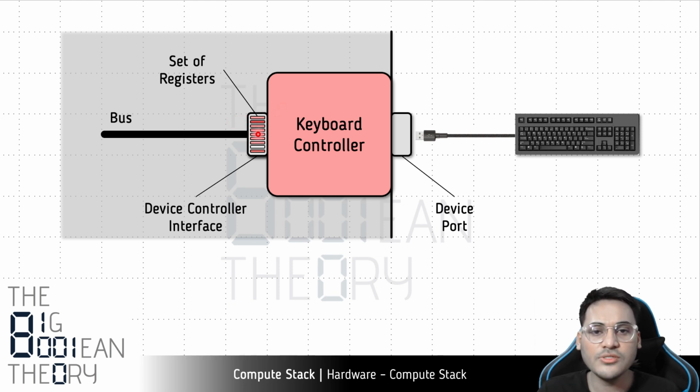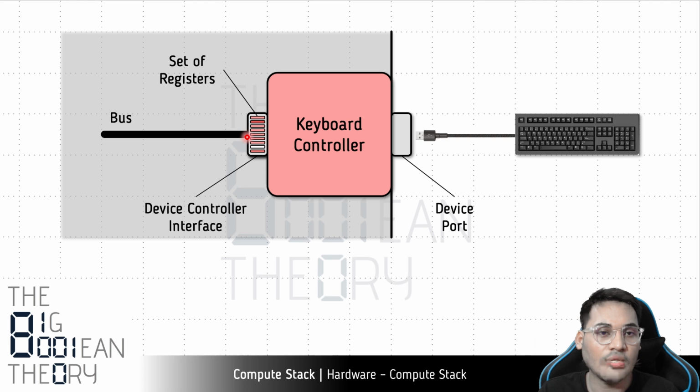Basically, first of all, there will be a status register, and the operating system will first read the status register to see whether the device is idle or busy. If the device is busy, then it will wait. If the device is idle, then it will give some commands to the device. After checking the status register, it will give some commands in the command registers.